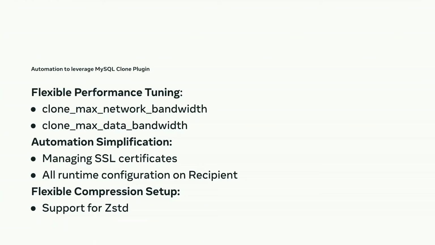If you're IO bound, and you're worried that the donor is using too much IO to do the copy to the recipient, then you can set a limit on that bandwidth. There is a variable called clone_max_data_bandwidth that you can set. Both of these variables push the auto-tune concurrency to adjust the number of threads that it will use to copy.